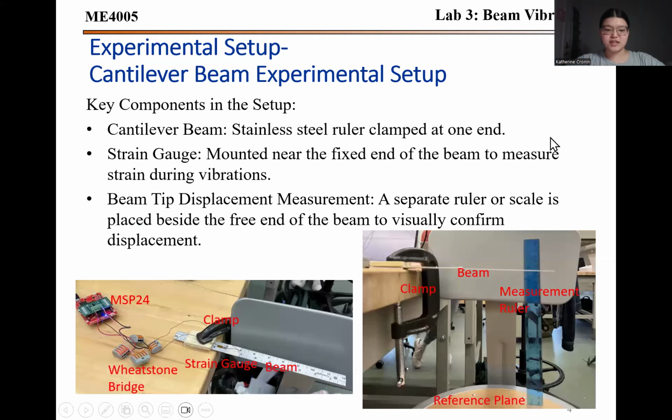Here's the initial setup, with everything labeled. On the left-hand side is the Wheatstone bridge and the clamp, and how it's connected to the MSP24 and then to the computer, along with the specifications set in the manual from Lab 3. On the right-hand side, you see the measurement ruler, which we would use to see how far down we would displace it or how high up we would drop the weight.